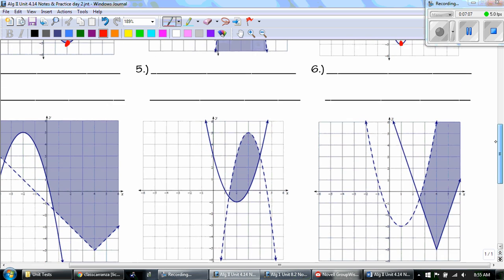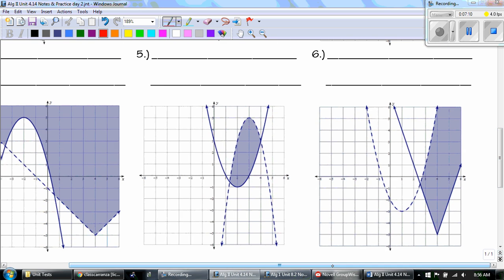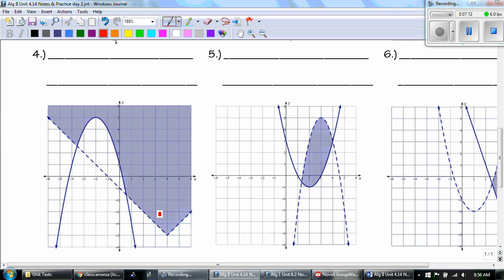So we've got to make sure to get the inequality correct, and then making sure we know if we're dealing with absolute, quadratic, or a linear. All right? So let's do the absolute value first. My absolute value, it is dashed, and we shaded above, so dashed and above is the greater than symbol.